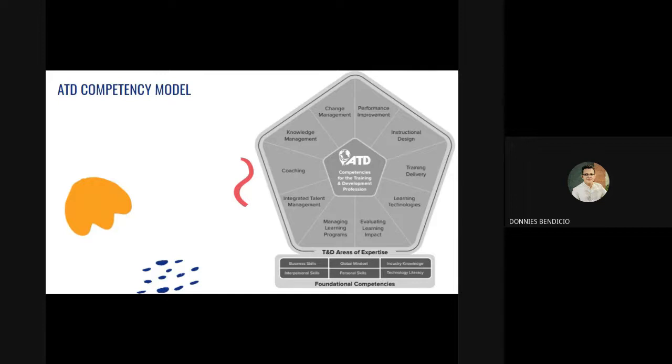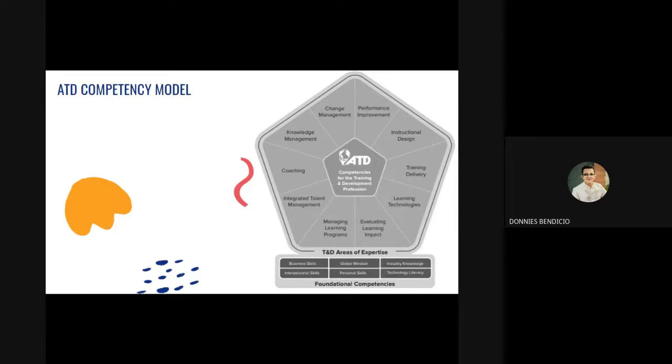So what are those competencies? It includes specific areas of expertise and foundational competencies. The areas of expertise include, number one, knowledge and behaviors. We also have those required by different roles, such as change management, learning technologies, and training delivery.